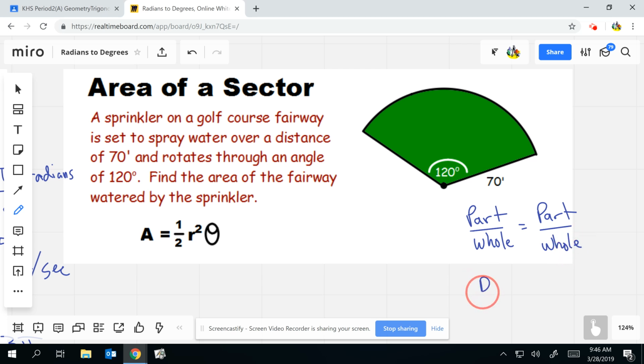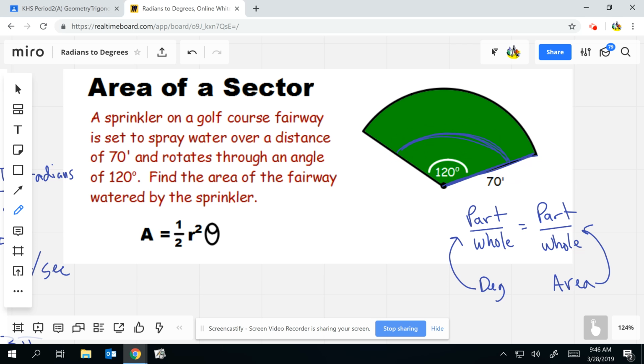It was the degree part, and it was the area part. If you remember, we did a degree fraction, and we did an area fraction. But let's look at the formula first. It says a sprinkler on a golf course fairway is set to spray water over a distance of 70 feet. So that means its radius is 70 feet. It rotates through an angle of 120 degrees, so it doesn't go all the way around. It goes back and forth at the 120 degrees. So it goes over and then it comes back, and then it goes over and then it comes back.